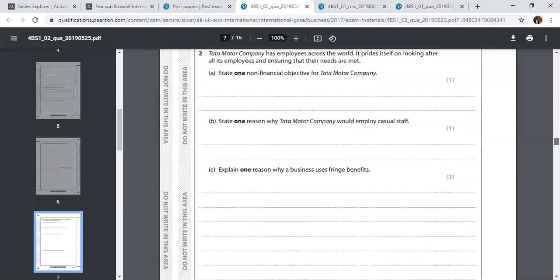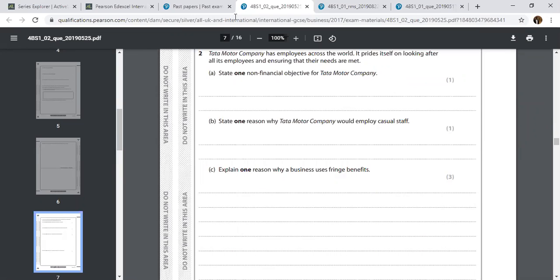Another HR question you can see here: one reason why Tata Motors could employ casual staff. We talk about casual staff. There are certain types of jobs: full-time job, part-time job, job share, and casual workers or temporary workers. So casual workers, we need to employ staff.